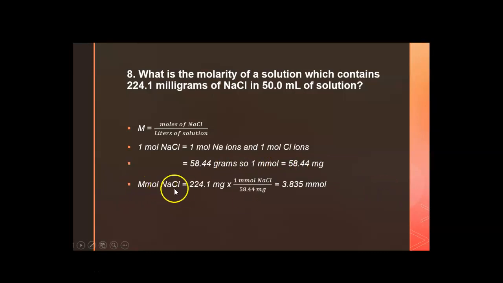So, how many millimoles of sodium chloride do we have? We have the 224.1 milligrams, and we're going to divide by 58.44 milligrams per millimole, and we get 3.835 millimoles. 4 sig digs all the way through here. We then divide by 50.0 milliliters, 3 sig digs, to get the molarity in millimoles per milliliters, and we have 0.767 millimoles per milliliter.